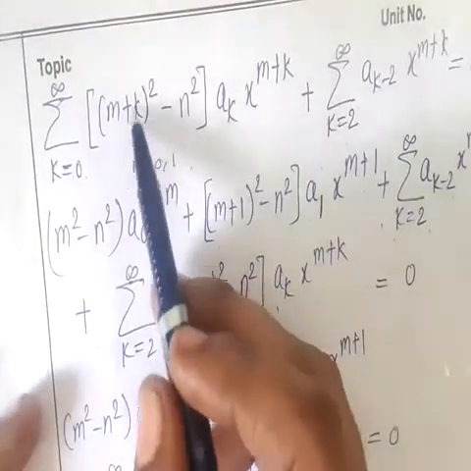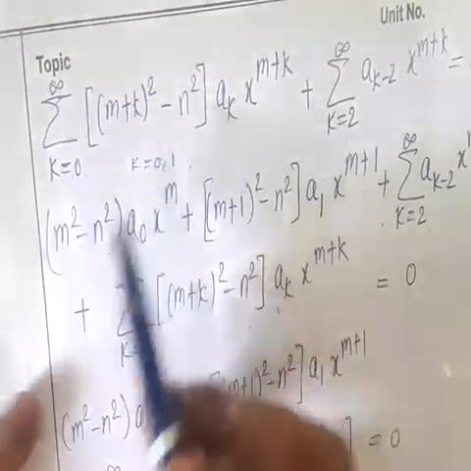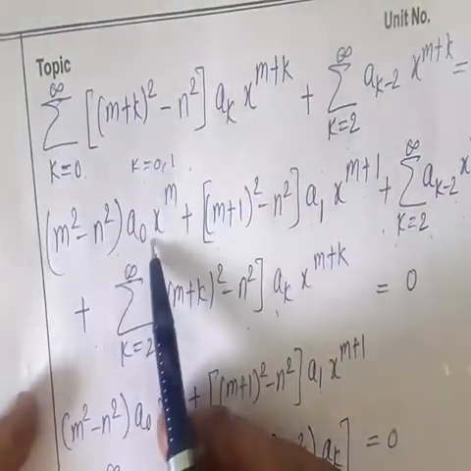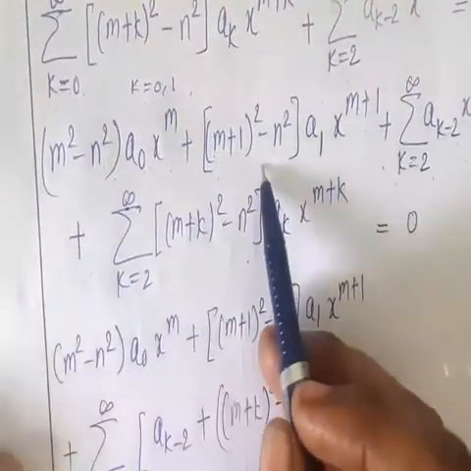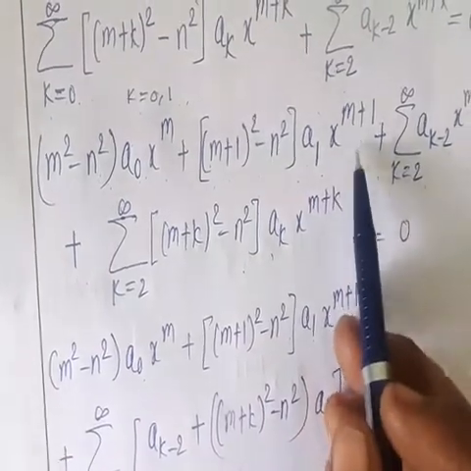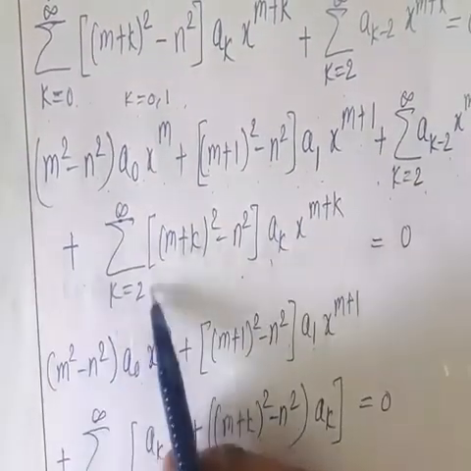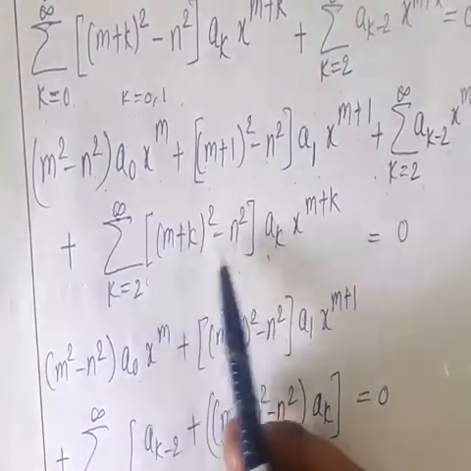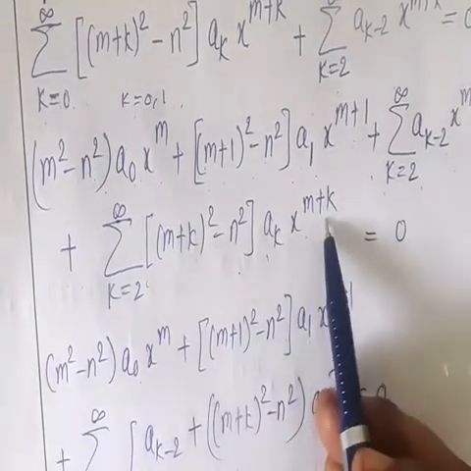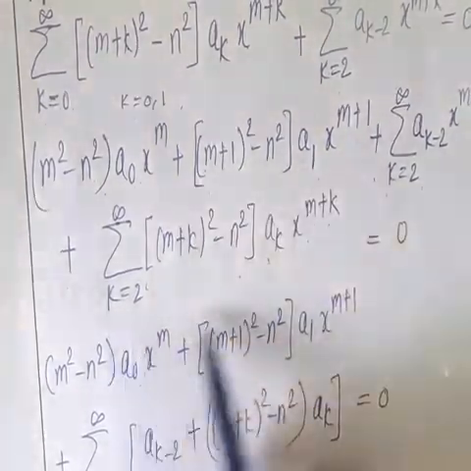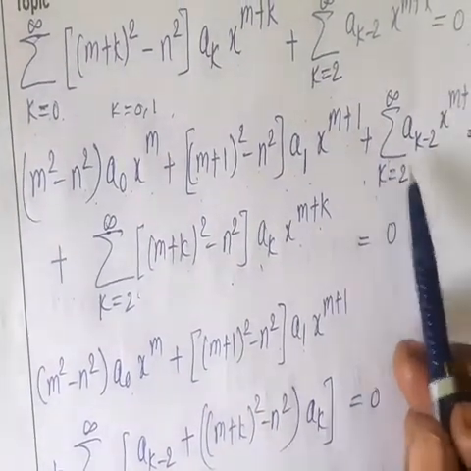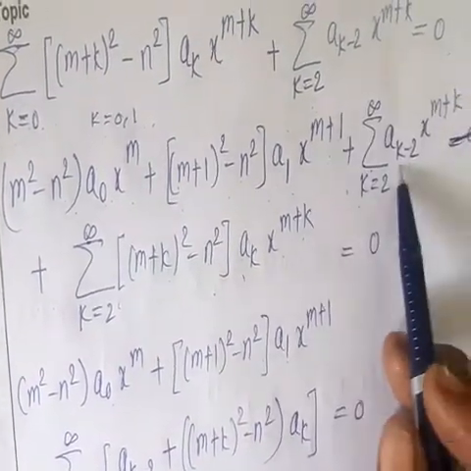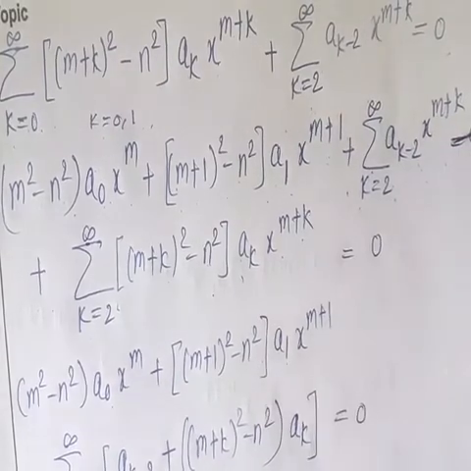If k is equal to 0, (m plus 0) whole square is m square minus n square a0 x to the power m, plus (m plus 1) whole square minus n square a1 x to the power m plus 1, plus summation k is equal to 2 to infinity (m plus k) whole square minus n square a_k x to the power m plus k. From 2 to infinity onwards we keep as it is, plus summation k equal to 2 to infinity a_(k minus 2) x to the power m plus k.